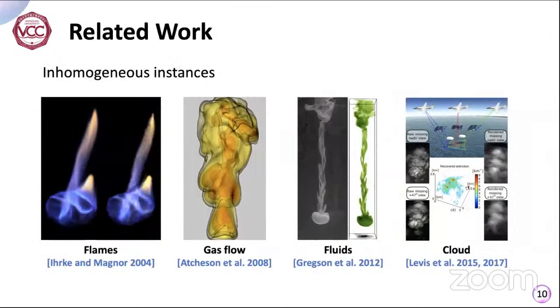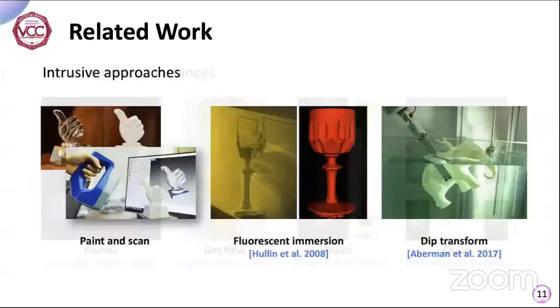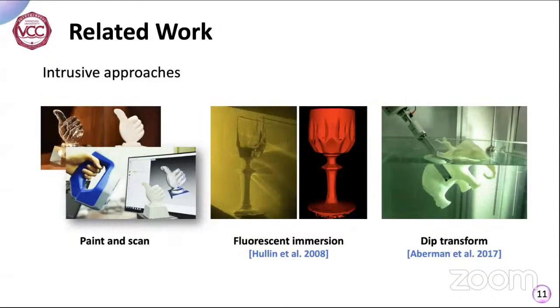Speaking about related work, previously a stream of works focused on the reconstruction of inhomogeneous instances, like flames, gas flows, fluids, clouds, and so on. Differently, what we consider, at least for today, is all about solid transparent objects. For this challenge of transparent objects, there exist some intrusive approaches for the reconstruction. The most direct method is to paint and scan. Actually, we also use this to create our ground truths.